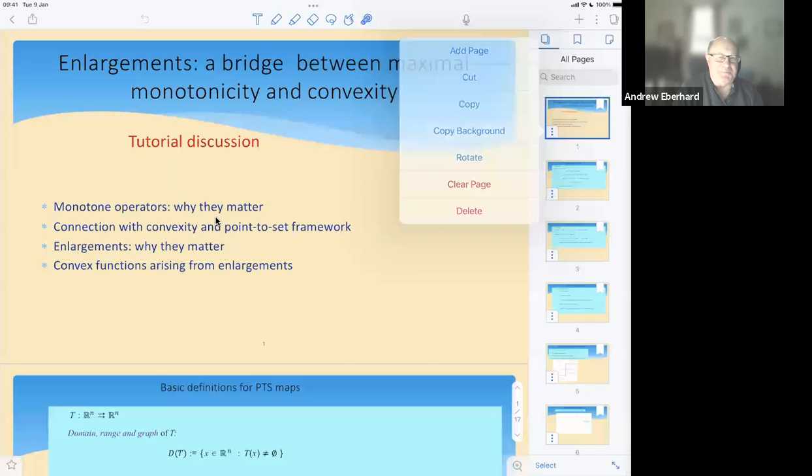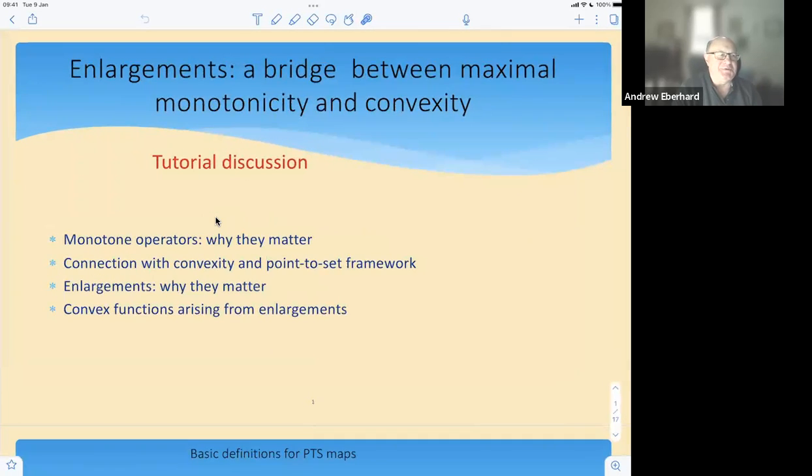examples. And Regina has done a lot of work in enlargements and this area, and so I'm expecting she's got a lot to say here, so I'm looking forward to this.